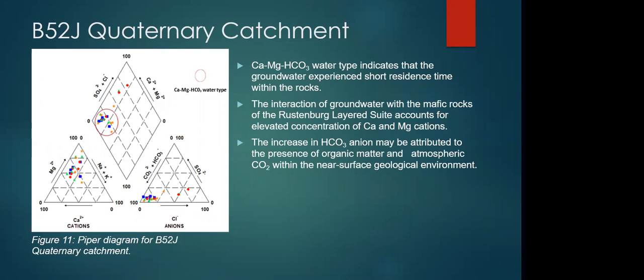The B52J quaternary catchment. So this quaternary catchment has a calcium magnesium bicarbonate water type. So as I indicated, this water type forms due to the interaction of the water with mafic rocks, which are a source of this calcium and magnesium, and then the bicarbonate results from the dissolution of atmospheric carbon dioxide or organic carbon dioxide.